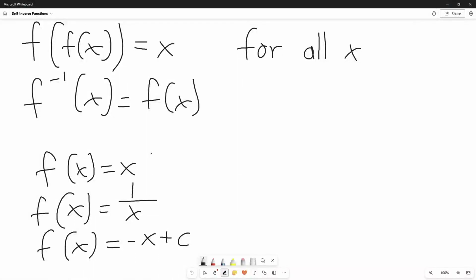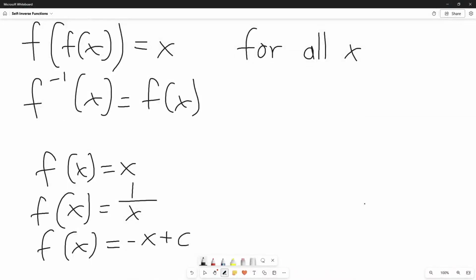For a function to be self-inverse, it needs to satisfy two conditions. The first one is that f of f of x has to equal x, and the second one is that the inverse of f of x has to equal f of x itself, hence the name self-inverse. And in order for a function f of x to be classified as self-inverse, it needs to satisfy these conditions for all values of x in the function.